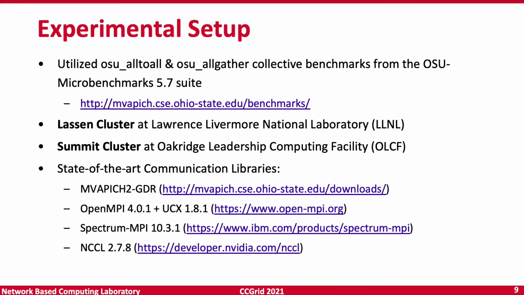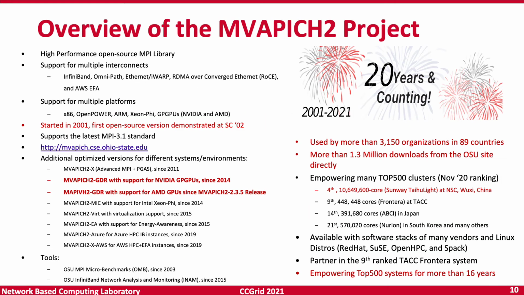In this slide, we show the experimental setup. We use the OSU micro benchmark suite to evaluate performance, and the different communication libraries we used are MVAPICH2-GDR, OpenMPI, Spectrum MPI, and NCCL, and these were the versions that were available at the time we did our evaluation. Our proposed designs are implemented within the MVAPICH2 library. In a quick overview of the MVAPICH2 library, there are different libraries optimized for the CPU or the GPU, and it's a high-performance open-source MPI library with support for different interconnects. But we specifically use the MVAPICH2-GDR library.